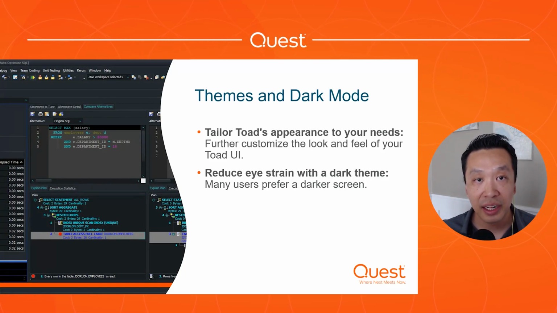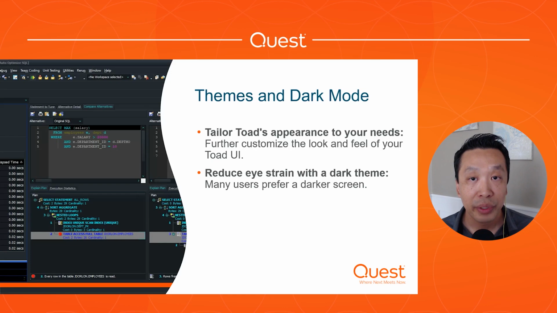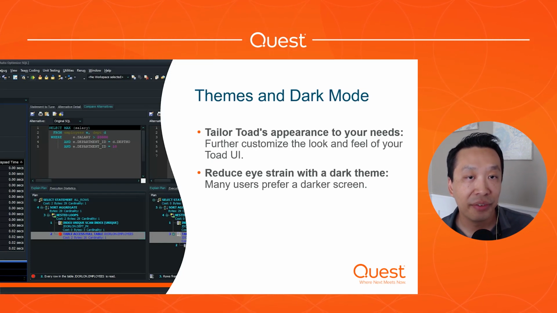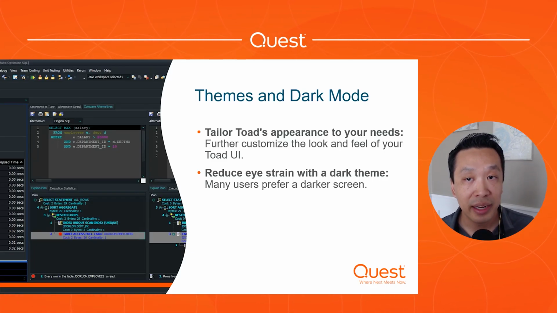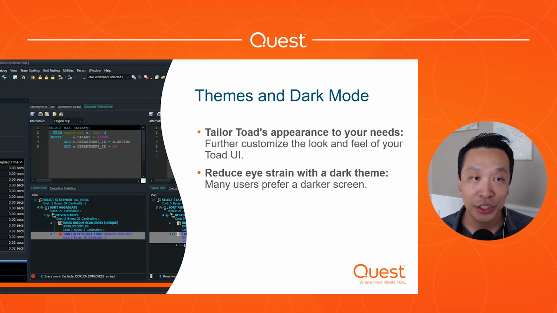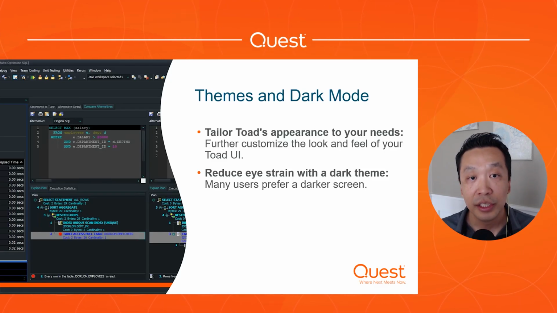Again, more fun stuff here. Toad has always been very customizable, but with the introduction of themes, you can take it even further. A lot of people might be working late at night, maybe with dim settings, and they wanted a dark mode. Toad has not just one dark mode, but several different dark modes to choose from. You can go into the options and change the theme of Toad. There are also some fun seasonal themes, like a Valentine's Day theme and a Christmas theme. So go in there and explore the options and change it up. It also helps keep things fresh and new.